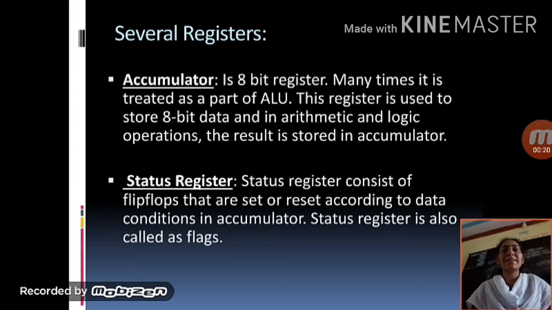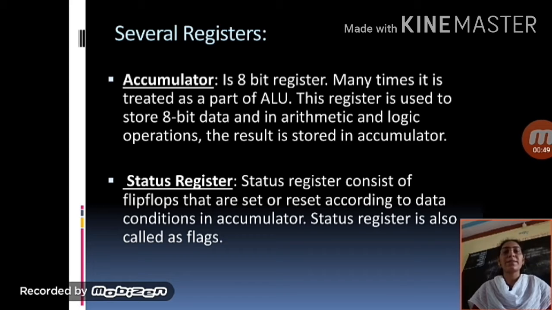Many times it is treated as a part of ALU, and we have seen what is meant by ALU, arithmetic logic unit. This register is used to store 8-bit data, and in arithmetic and logic operations the result is stored in the accumulator. We know that the microprocessor operates on binary data, and this arithmetic and logic operation result is stored into the accumulator.